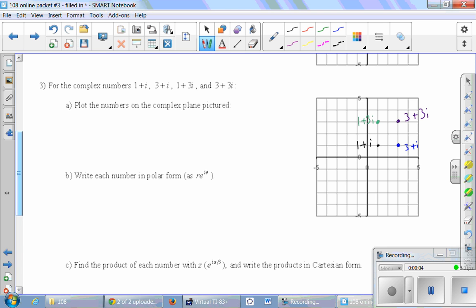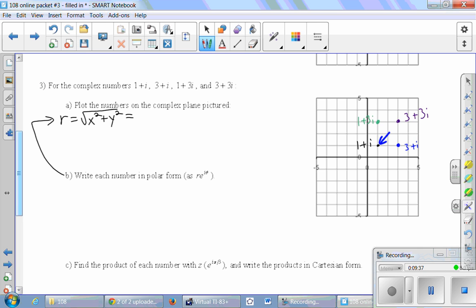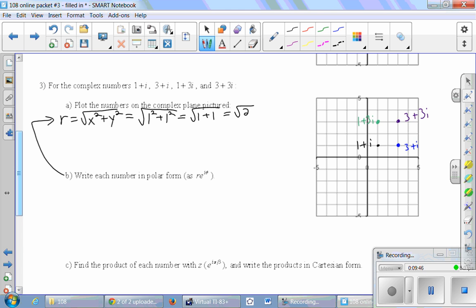Write each number in polar form as re to the I theta. Okay, so here we're going the other direction. And so we need to know the r and we need to know the theta in order to convert here. In order to find the r, we got our fancy formula. It's just the square root of x squared plus y squared. So for example, for the first one, x and y are both 1. I'm looking at this black point right here, right? The coordinates there are 1 and 1. So this is just the square root of 1 squared plus 1 squared, square root of 1 plus 1, square root of 2.